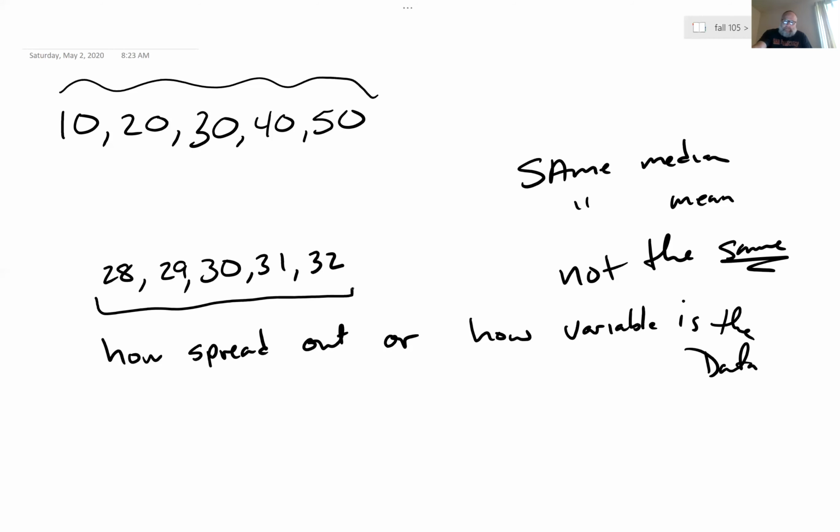And so this one year, I collected data, and in this one class, everybody's height was tightly packed. The average height in the class was probably like 5'8", boys and girls all put together. And for both classes, it was 5'8". But in the one class, everybody was tightly packed.